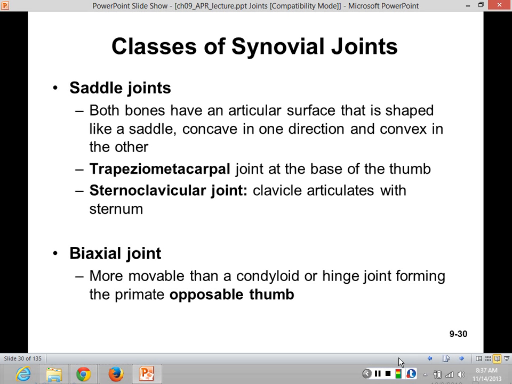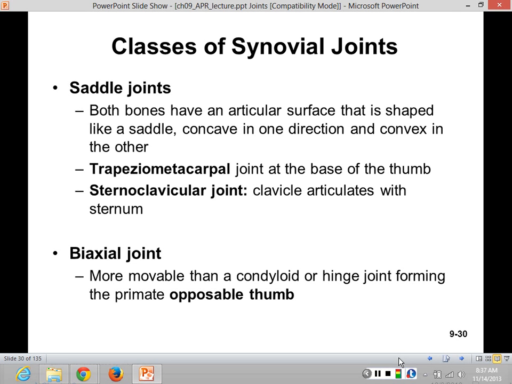You have the sternoclavicular joint, which is another one. The sternum articulates with the what? The sternal end of what? The clavicle. Okay. Both bones have an articular surface that is shaped like a saddle, concave in one direction and convex in what? Another. Okay. Biaxial joint, more movable than a condyloid or hinge joint, forming the primate opposable thumb.